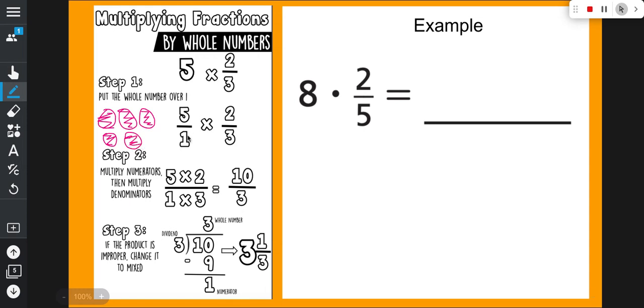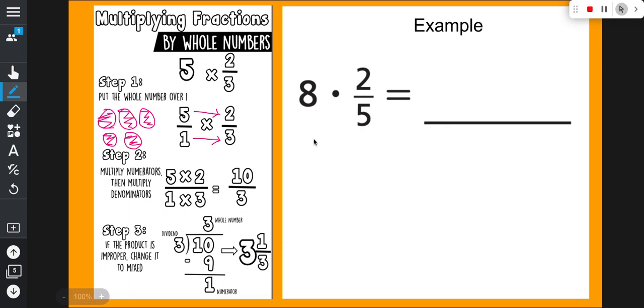Now, when we multiply, we go straight across the top and straight across the bottom. So we get 5 times 2 and 1 times 3, which gets us 10/3. 10/3 is an improper fraction, where our top is bigger than our bottom. So we're going to want to convert that as our last step to a mixed number. 3 goes into 10 3 times with 1 left over, so we get 3 1/3.